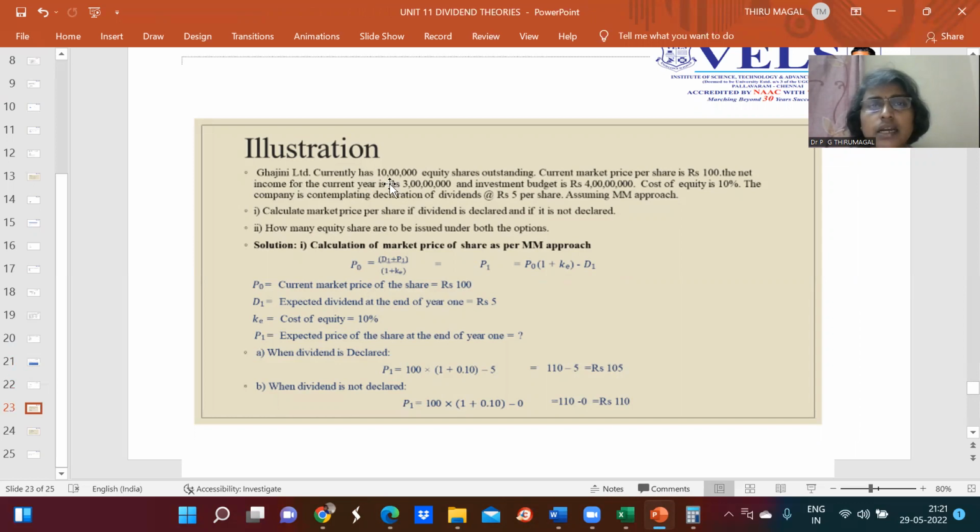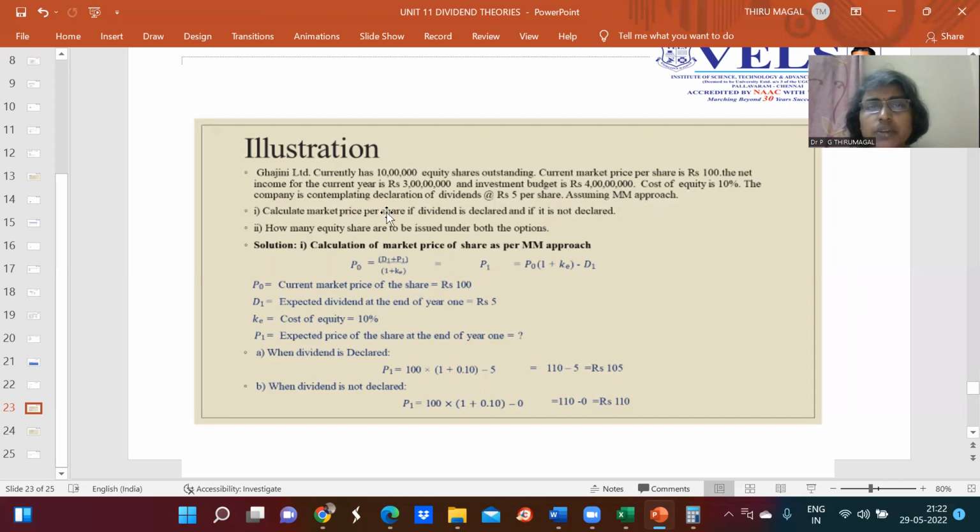Gajini Limited currently has 10 lakh equity shares outstanding. Number of shares is 10 lakhs. Current market price per share is 100, as given in the problem. Net income is 3 crore rupees and the new investment budget is 4 crore rupees. They want to make a new investment of 4 crore rupees. Cost of equity is 10%. The company is contemplating a declaration of dividend of rupees 5 per share, assuming the MM hypothesis.